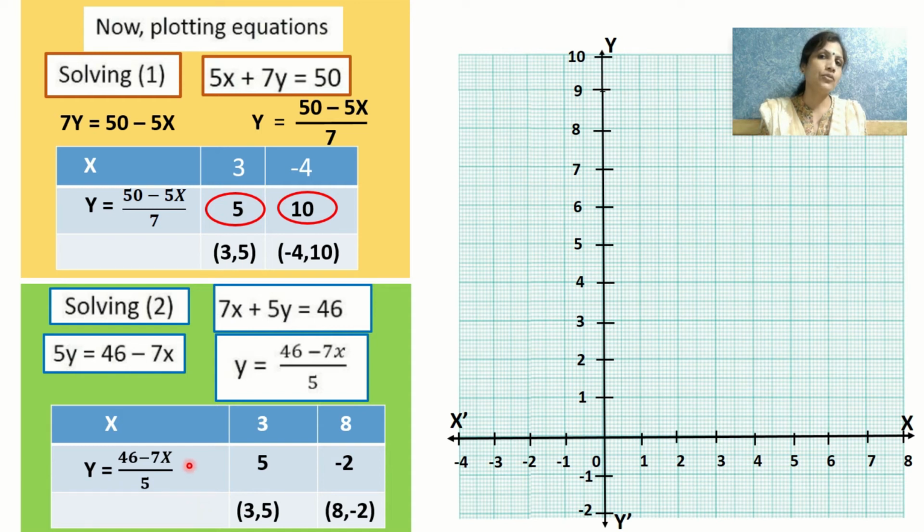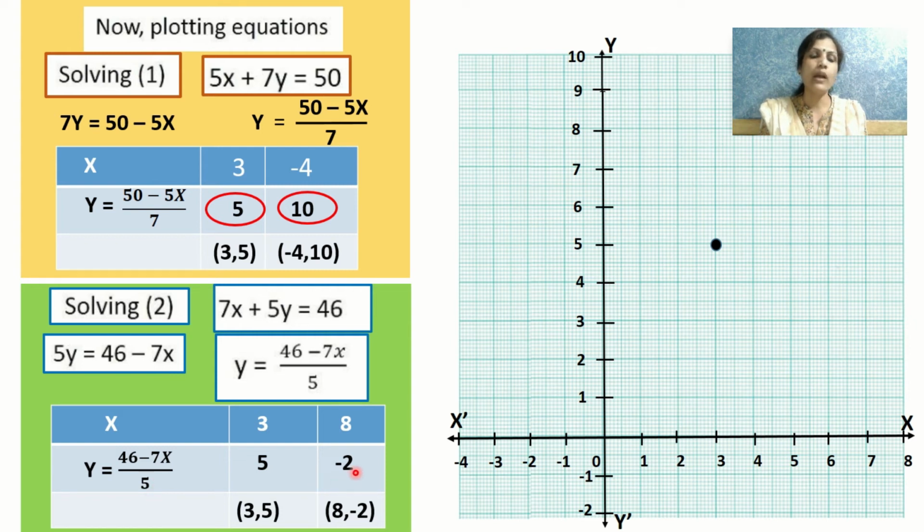So when you substitute x is equal to 3, we get 46 minus 7 into 3 is 21. So 46 minus 21 is 25 and 25 upon 5 is 5. Then if you substitute x as 8, we get 46 minus 7 8s are 56, and 46 minus 56 is minus 10, and minus 10 upon 5 is minus 2.